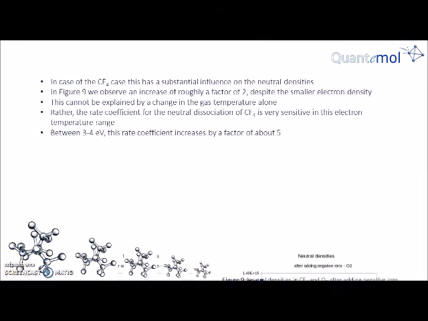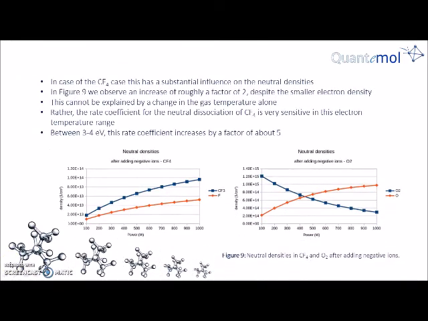In the CF4 case, this has a substantial influence on the neutral densities. In figure 9, we observe an increase of roughly a factor of 2 despite the smaller electron density. This cannot be explained by a change in the gas temperature alone. Rather, the rate coefficient for the neutral dissociation of CF4 is very sensitive in the electron temperature range. Between 3 to 4 eV, this rate coefficient increases by a factor of about 5.